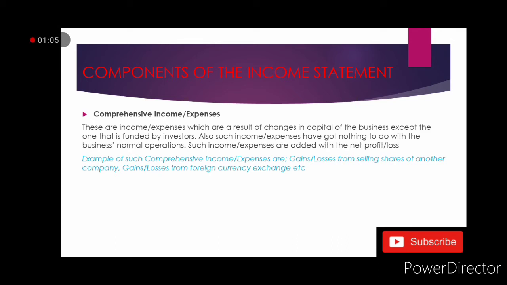Now, when that business uses that capital, we all understand that there are fluctuations in the value of capital. There could be an increase in the value of capital, showing a capital appreciation, or there could be a decrease in the value of capital that could be recorded as a deficit. That increase or decrease in the value of capital is recorded as comprehensive income or comprehensive expenses.